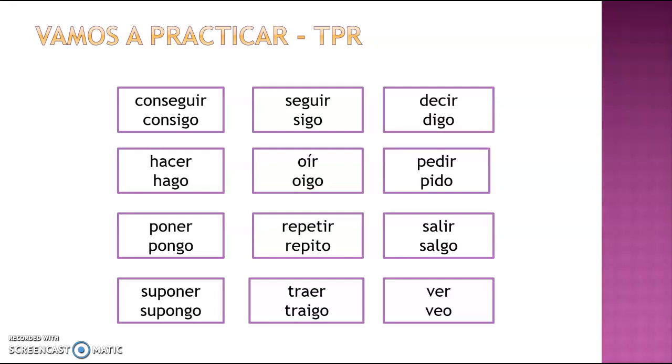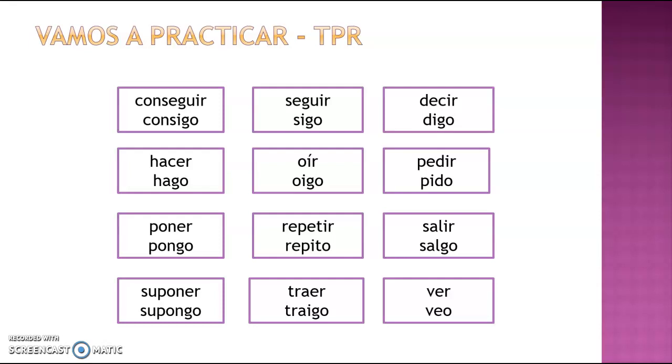Decir, digo. Words coming out of your mouth. Decir, digo. Traer, traigo. Okay, bring something to yourself with both hands. Traer, traigo. Ver, veo. Okay, to your eyes, you're seeing something.